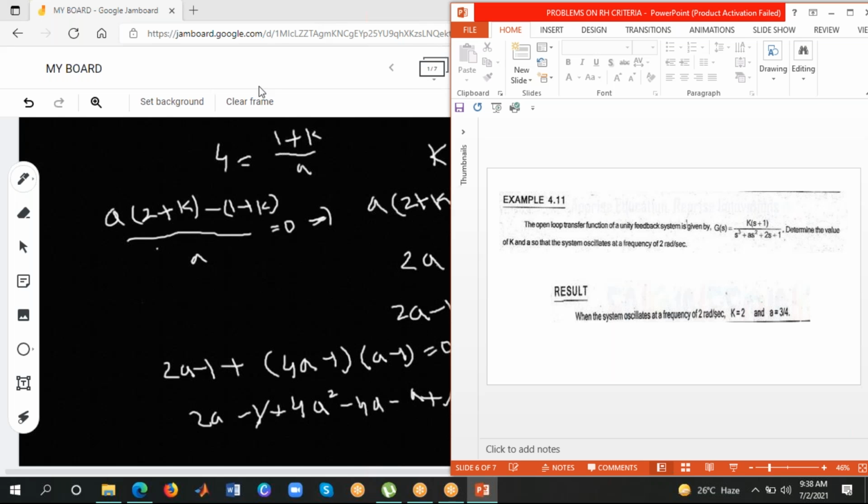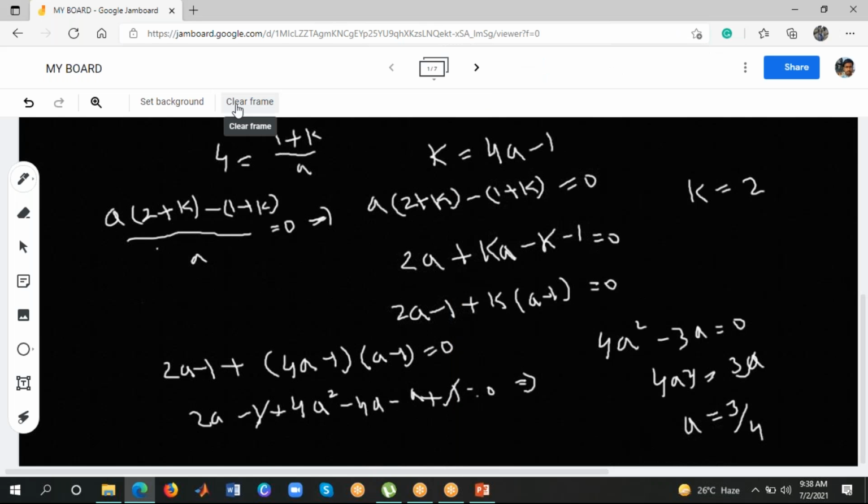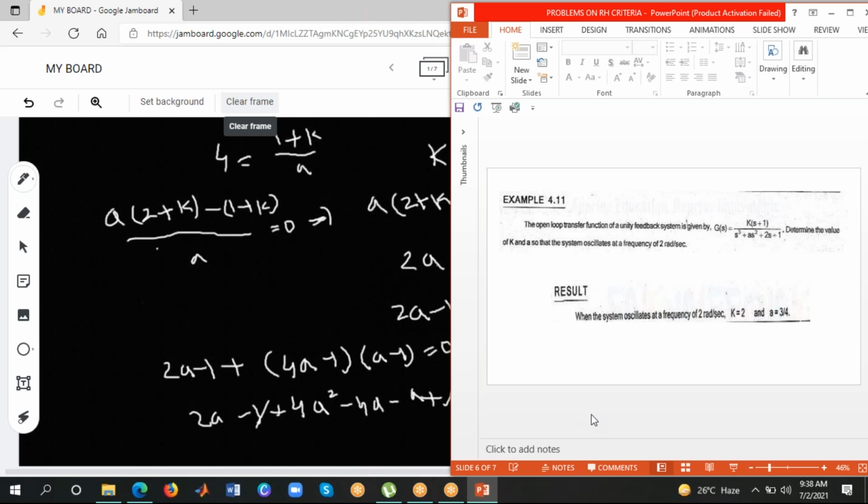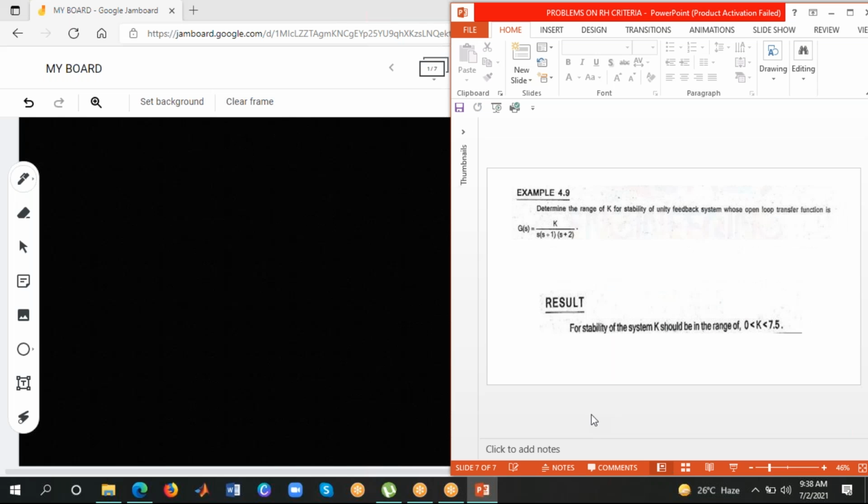Okay na? So let me see that last problem. So this is the last problem on RH criteria. So after this I will stop, then we will go to the next topic. Okay na? So next problem is, so directly I am going to write.